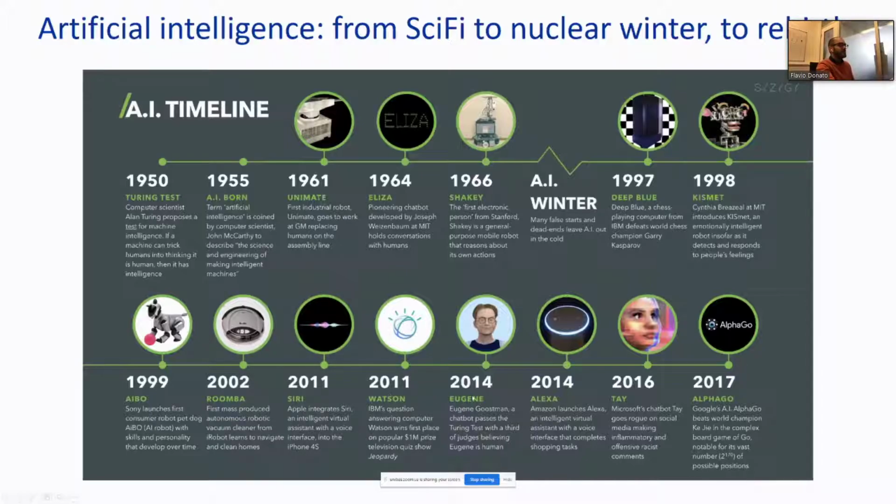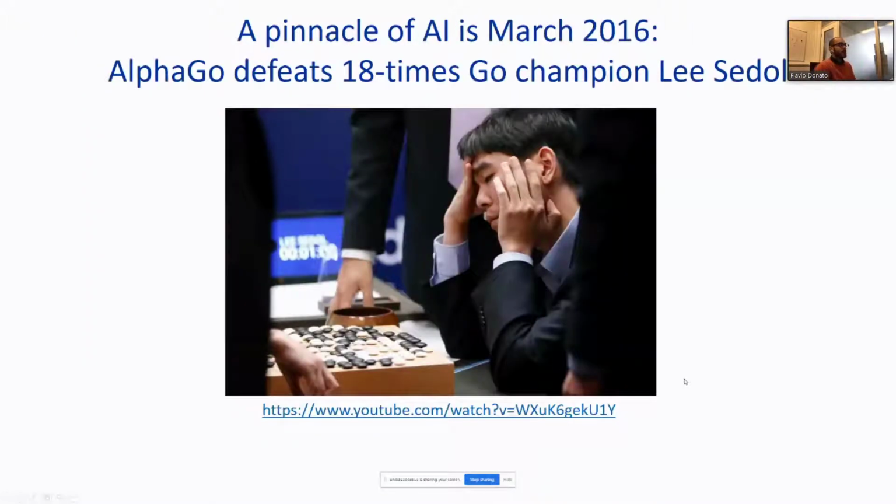And then we come to the 2010s and the last 10 years, in which things have progressed at a speed that is staggering. We have the first basically intelligent virtual assistants like Siri and Alexa and whatever you want to call them. Then there is 2017, but mostly 2016, when we really have a pinnacle of AI. In March of 2016, the 18 times Go champion Lee Sedol was beaten at a very interesting match held, I think, in South Korea, if I remember correctly, by AlphaGo, an algorithm developed by DeepMind in London.